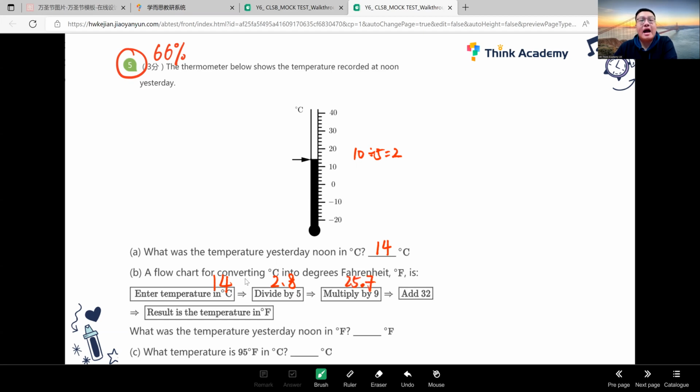25.7, that's right. And you add 32 to it. 25 add 32, it's 57, right? 57 point, let's see, it's not 7, guys, it's going to be 2. 25.2, yes. 8 times 9 is 72. So it must be 2 at this place. So 57.2. And that will be the answer to this question.